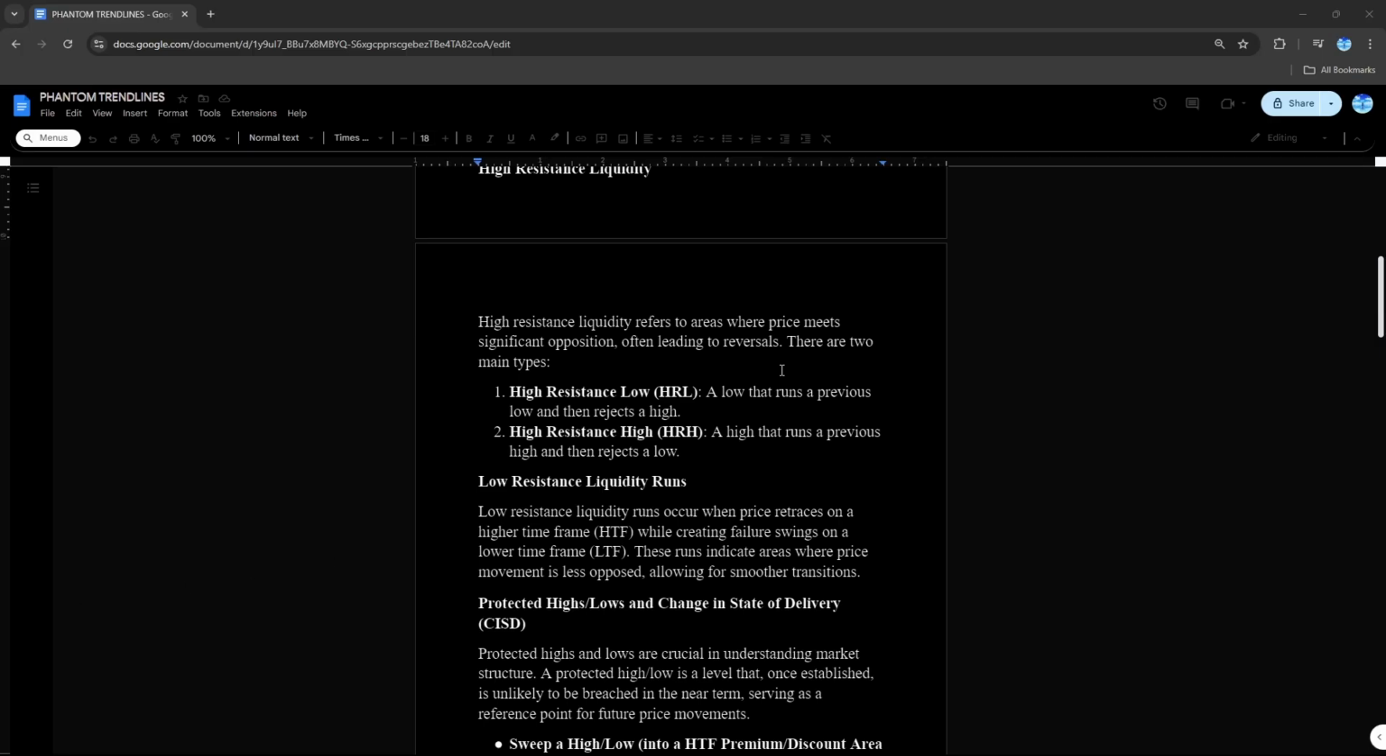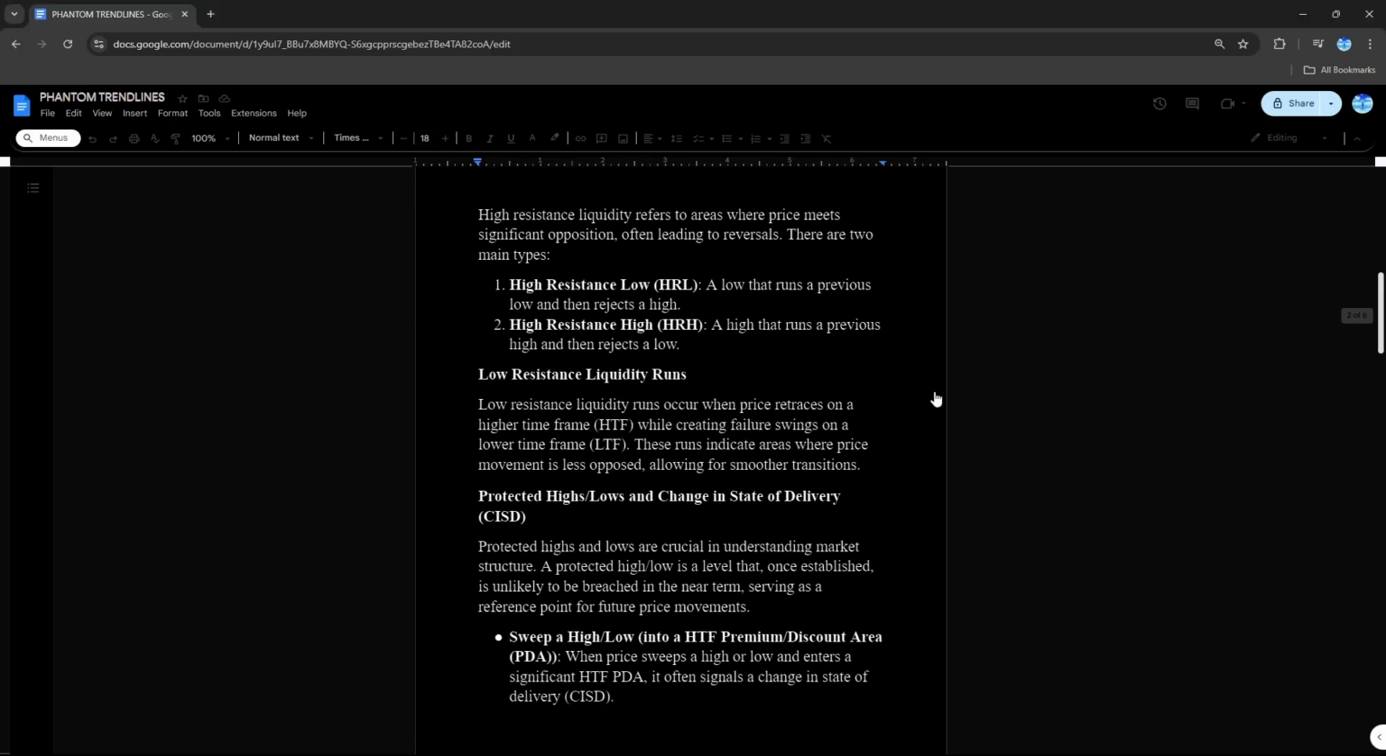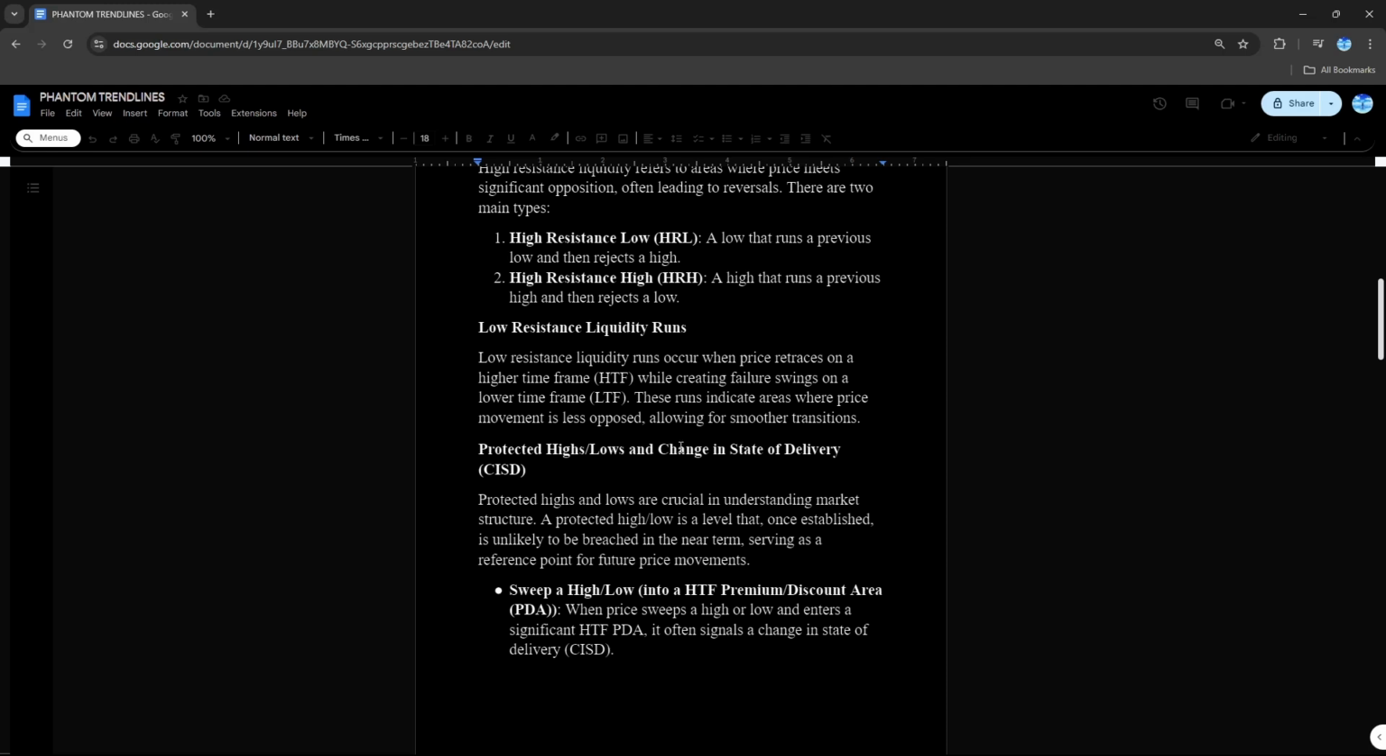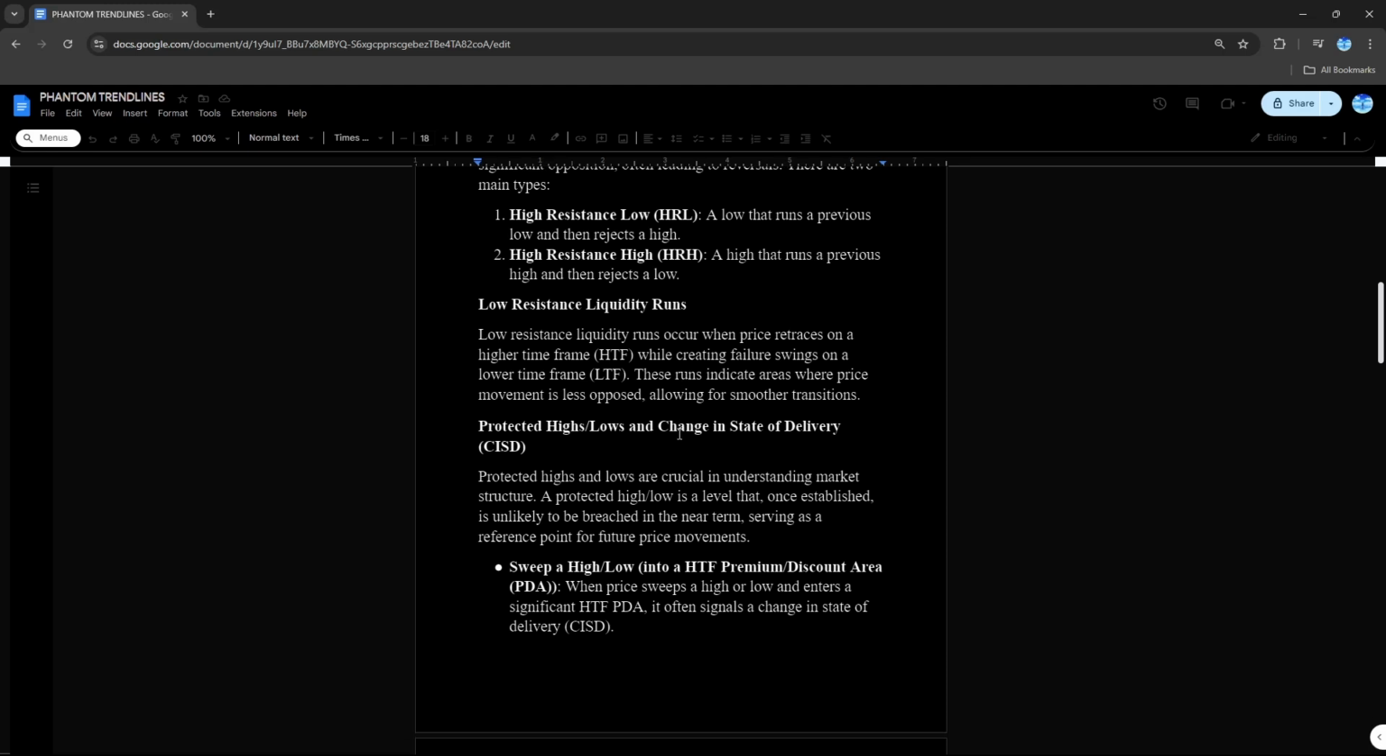With our key concept that we're going to be looking at today, we have our low resistance liquidity runs, and they occur when price retraces on a higher time frame while creating failure swings on a lower time frame, and these runs indicate where price areas is less opposed, allowing for smoother transitions. These protected highs and lows are very vital in understanding our CSID.